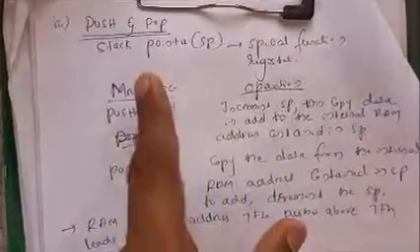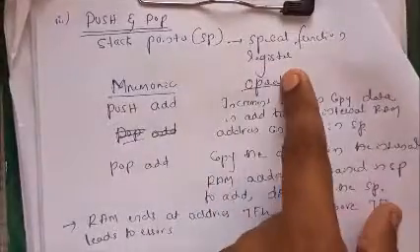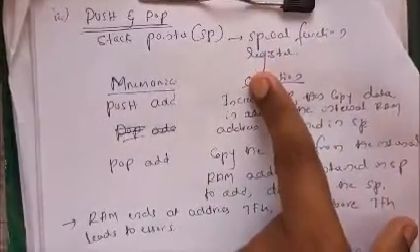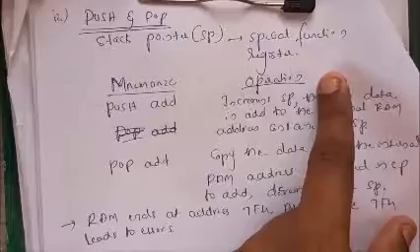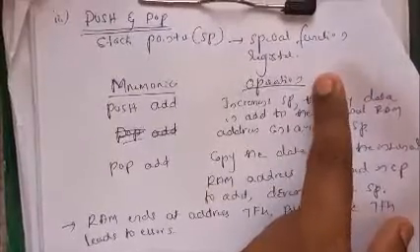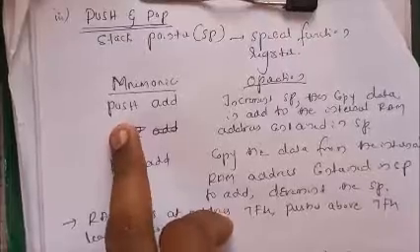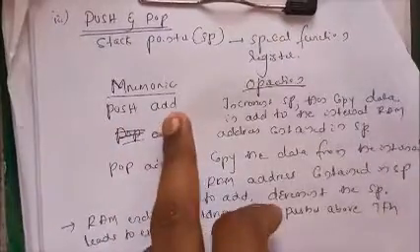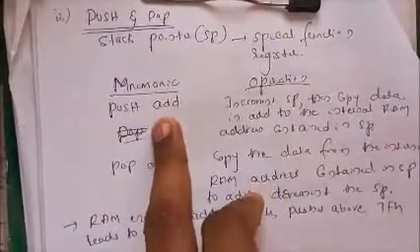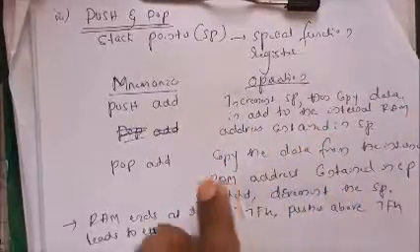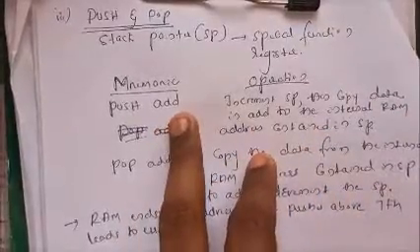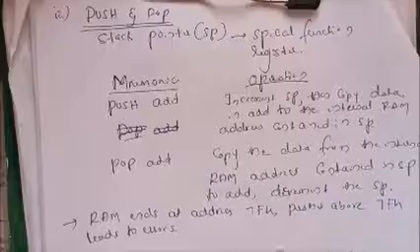You can see here the stack pointer, which I already mentioned in the diagram. This is a special function register which helps to point to the address location of the top of the stack. Now see some examples of mnemonics. We need to write PUSH add. Don't write a destination and source here; we only need to add where you want to push or pop.